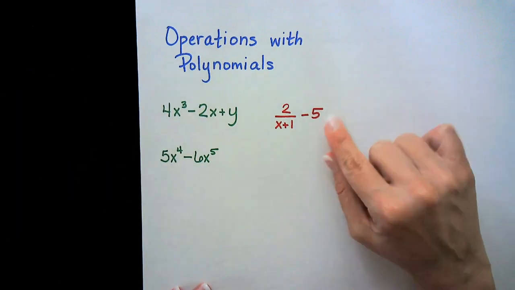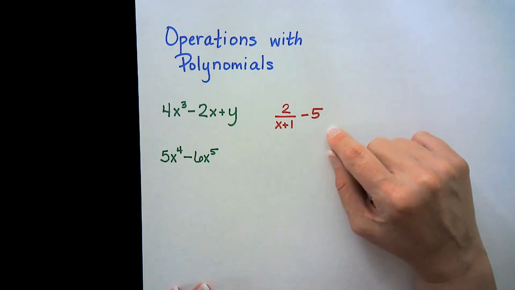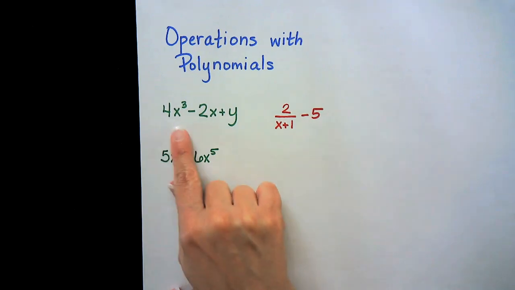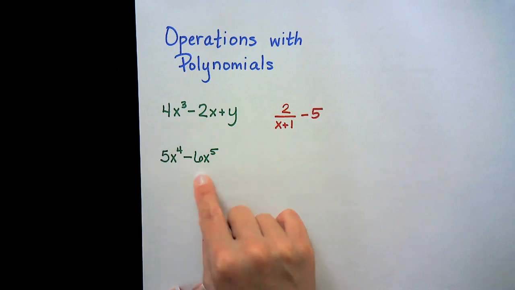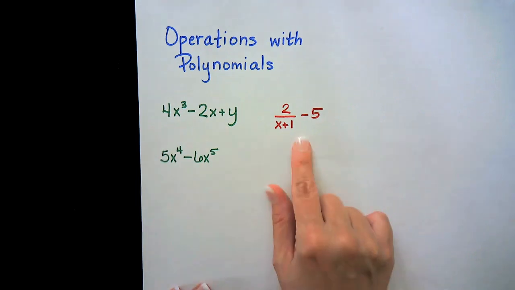Now, I thought, first of all, we might need to talk about what is a polynomial. So you can see in the green here, I have a few examples of a polynomial. And here in the red, I have an example of something that is not a polynomial. So what do you notice that's different?